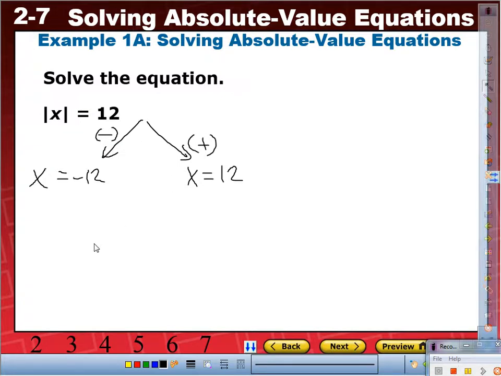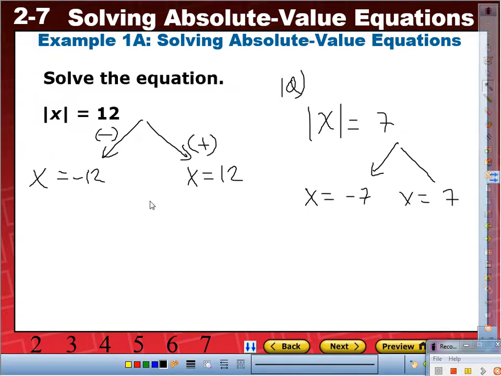So far, so good? Okay, let me give you another one. Write this down. Example 1Q. What number is 7 steps away from 0? Here we go. Who got negative 7 and 7? So you write x equals negative 7, x equals 7. For this one, the solution set was negative 12 and 12, and this one was negative 7 and 7. So far, so good?